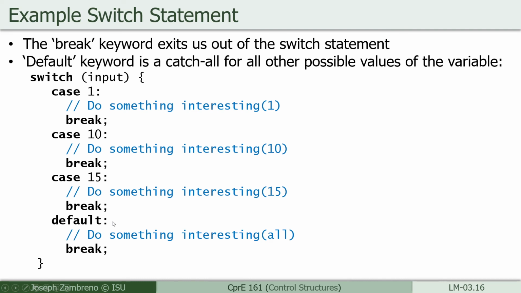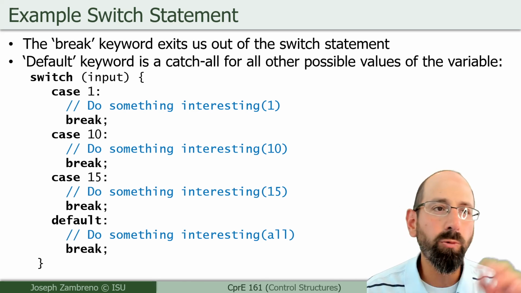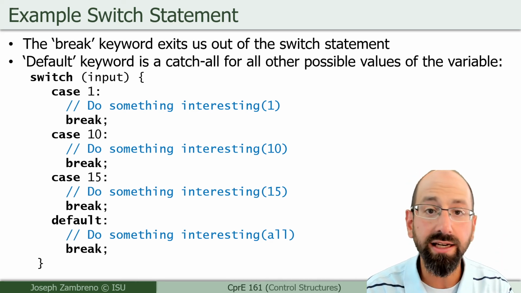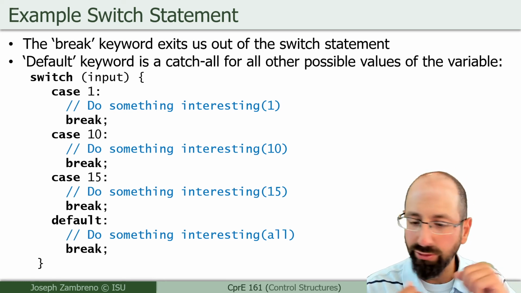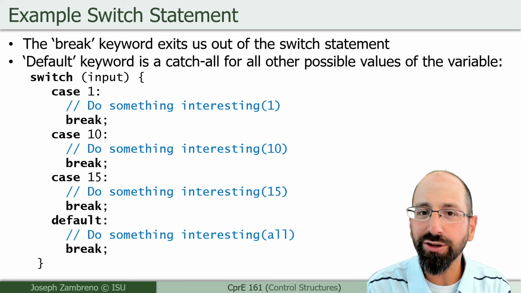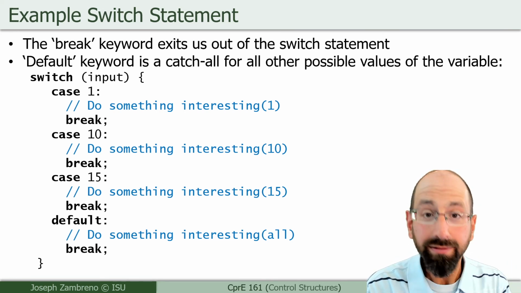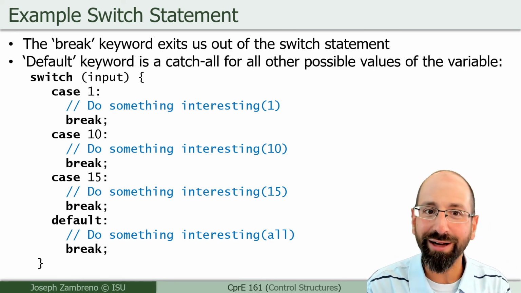And you may say, well, for this variable, it's always going to be 1, 10, or 15. It's never going to be anything other than 1, 10, or 15. And even if you know that and you know by design that's the case, it still is a good thing to have that default statement there. Because you know that that's the case, well, then you should throw out an error message if it ever gets to that default code.